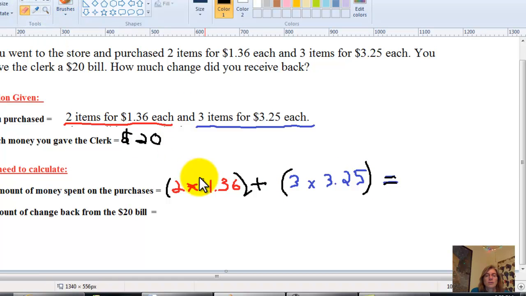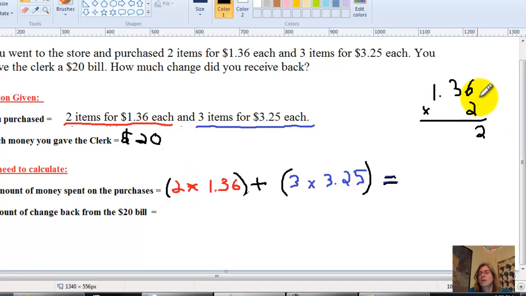So let's work out the math for that. Once again, we'll work over in this corner here. $1.36 times the 2 items, and that's this step here. So 6 times 2 is 12. Carry the 1. 3 times 2 is 6, plus 1 is 7. 2 times 1 is 2. You have 2 decimal places because of the decimal, so you have to have 2 decimal places in the answer. So this little answer here is 2.72.